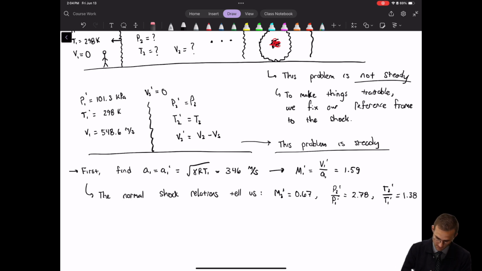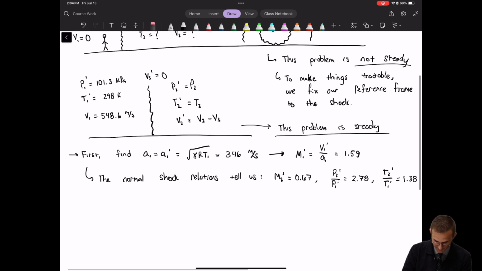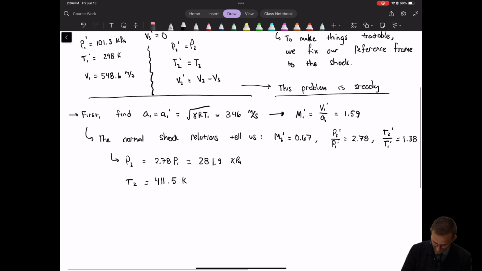Okay? So then we sub those into all of our values. We know that P2, which is the same as P2 prime, is equal to 2.78 times P1, which happens to be 281.9 kilopascals. We have that T2 is equal to 411.5 Kelvin. And then we can get what V2 prime is.